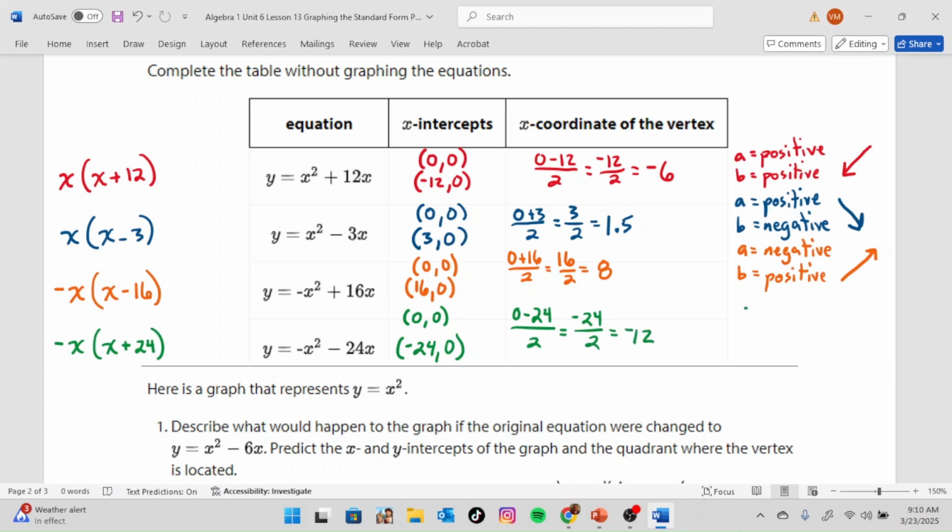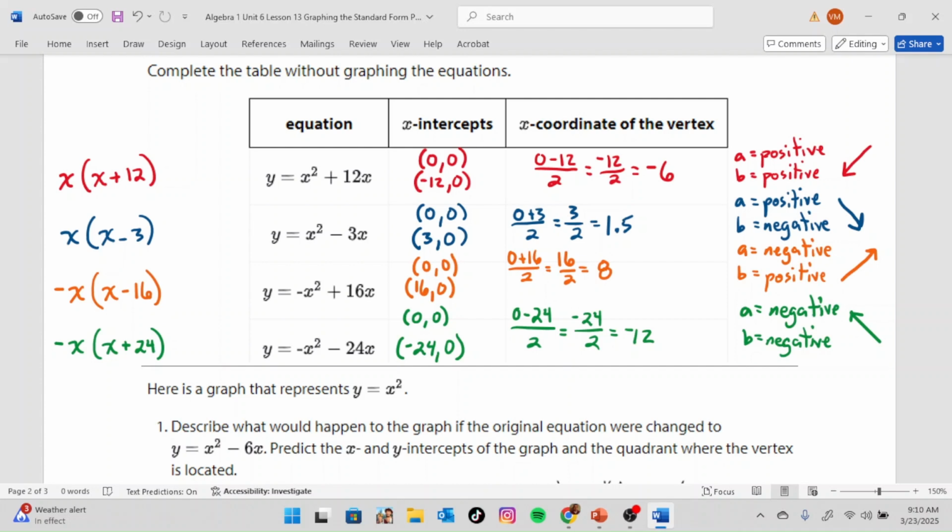So now that I have an a that's negative and a b that's also negative, this is going to be a parabola that opens down and has intercepts at 0 and negative 24 with an x-coordinate of the vertex at negative 12. So this has shifted up and to the left.